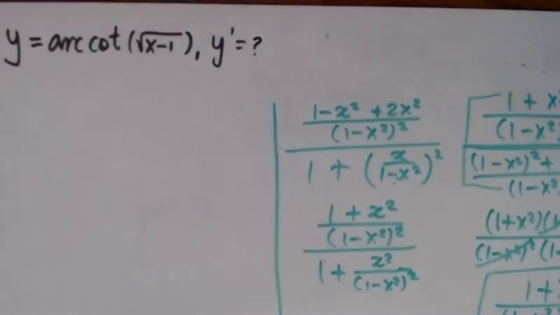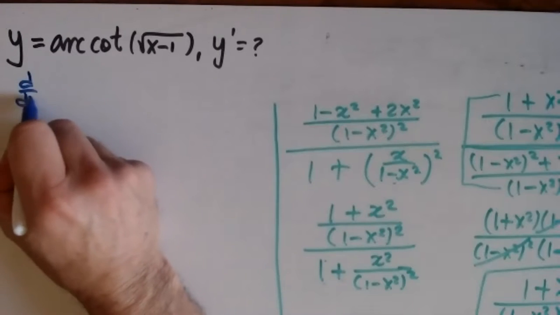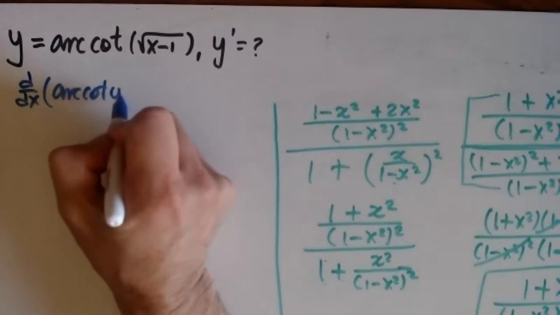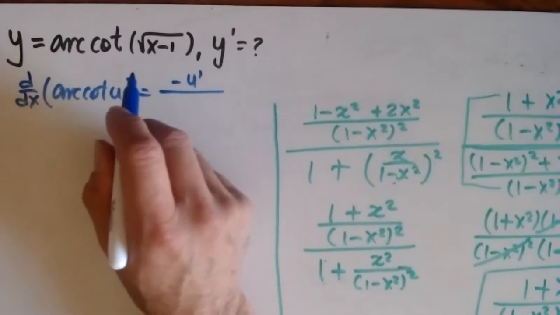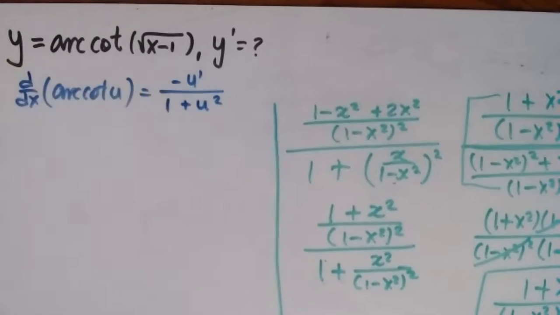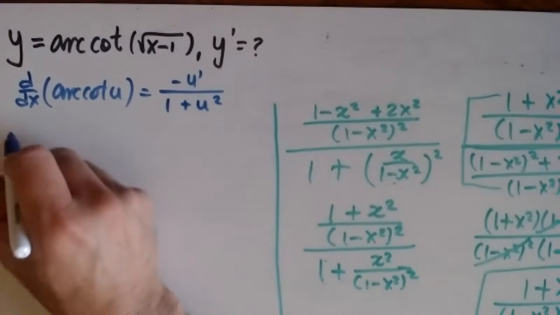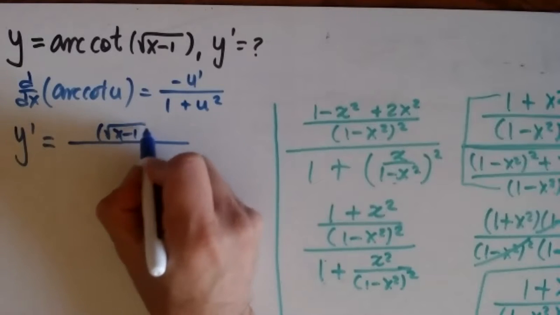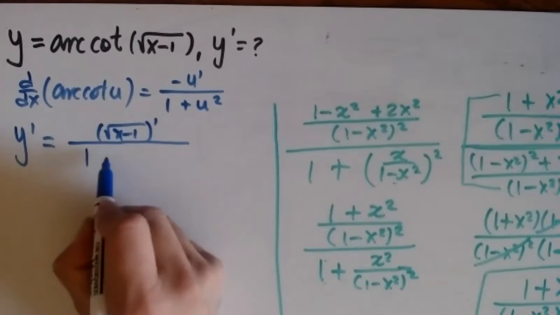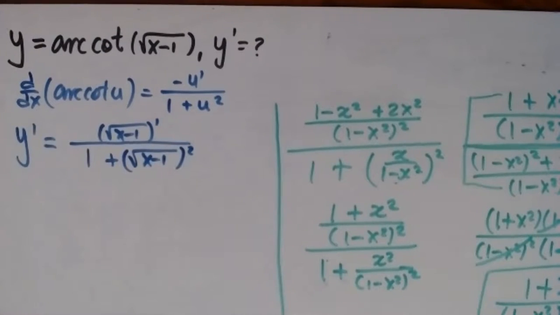So what is the derivative of this function? Let's recall what is the derivative of the arc cotangent. So the derivative with respect to x of the arc cotangent of u, when u is a function of x, is negative u prime over, and this is going to be without the square root, 1 plus u squared, correct? So this is my formula, so I have to use the formula right here. So y prime is negative the derivative of the square root of x minus 1, over 1 plus the square root of x minus 1 squared. So I just plug in this u inside this formula, and then I get something.